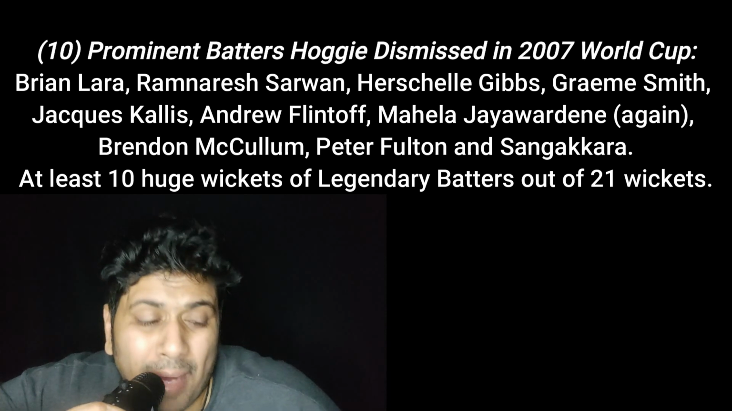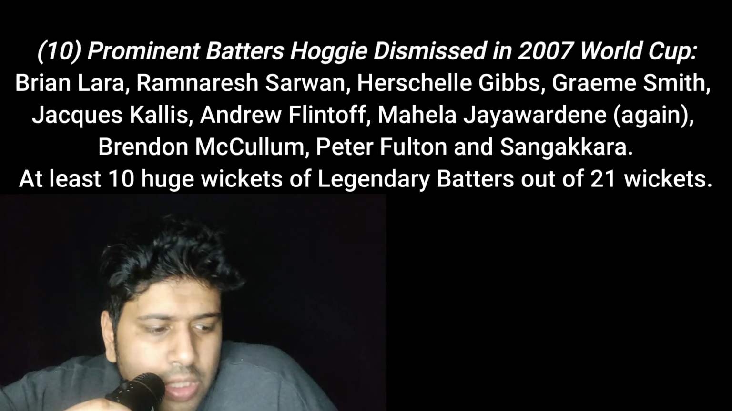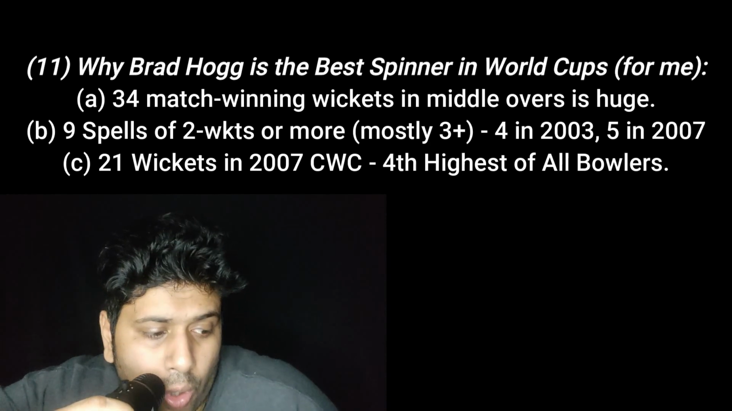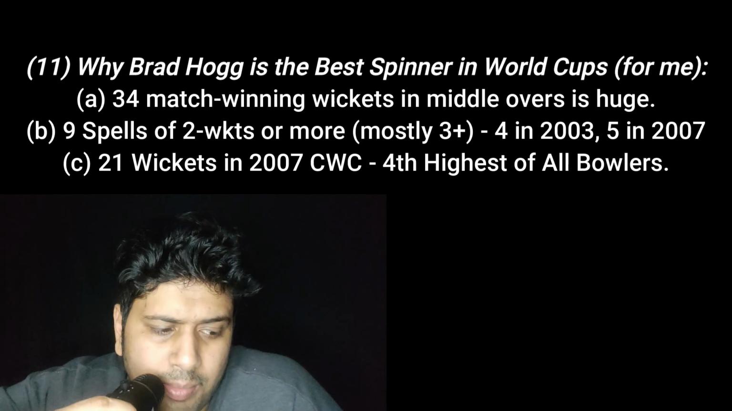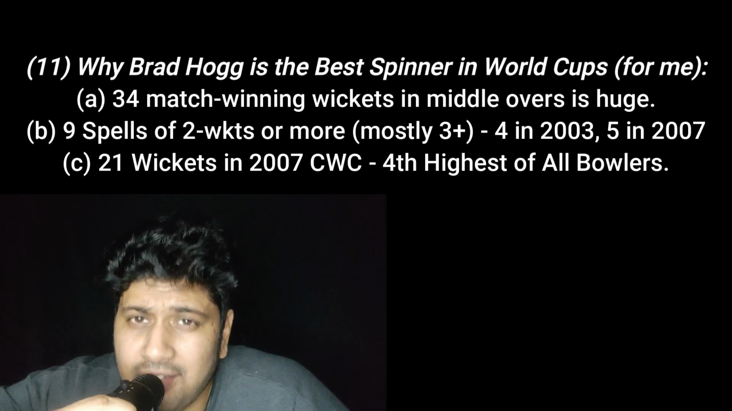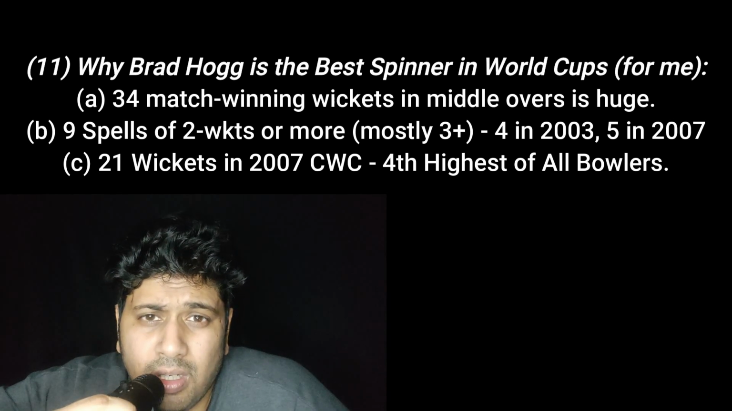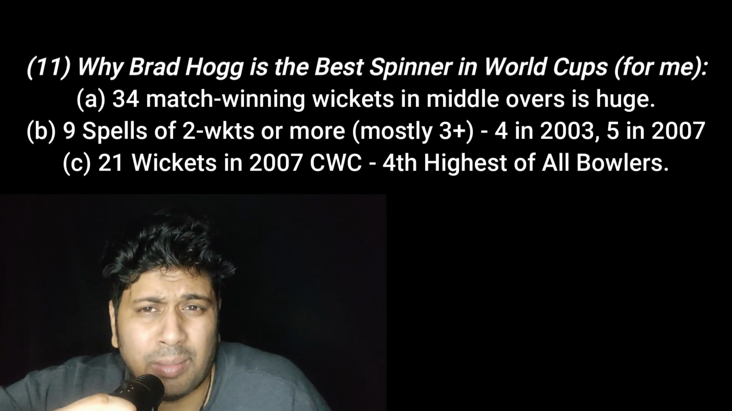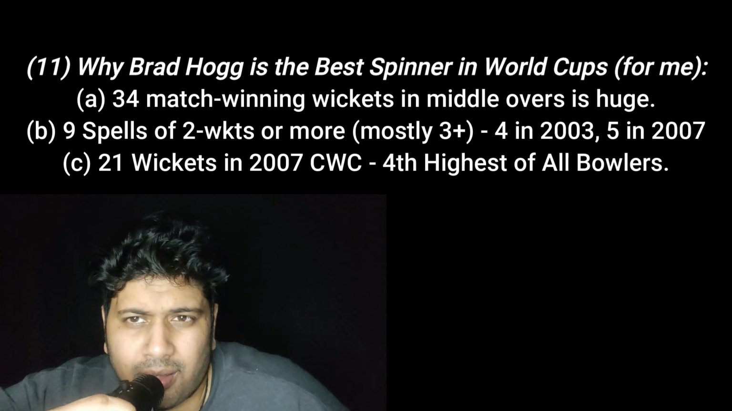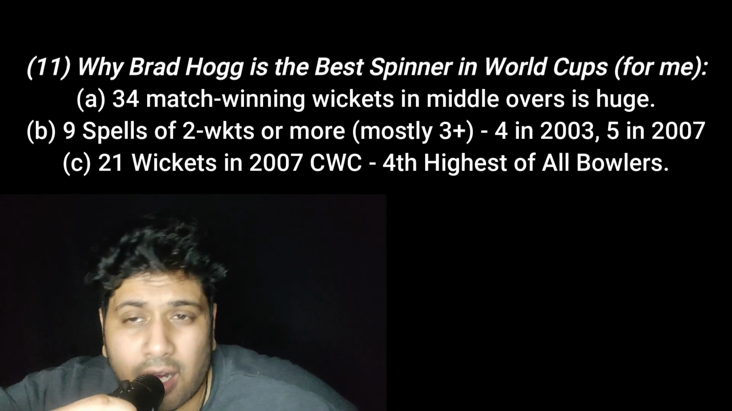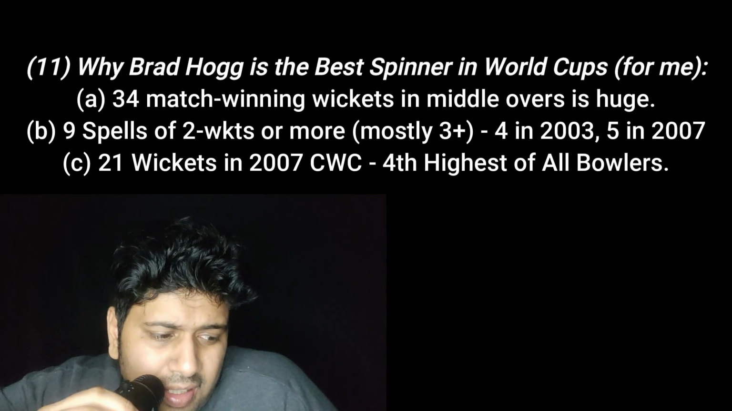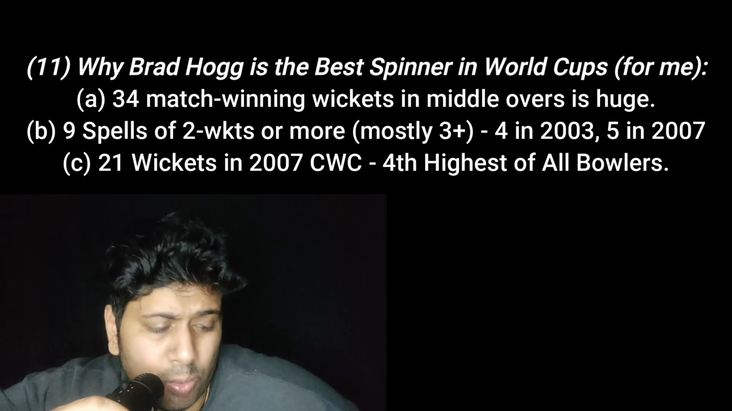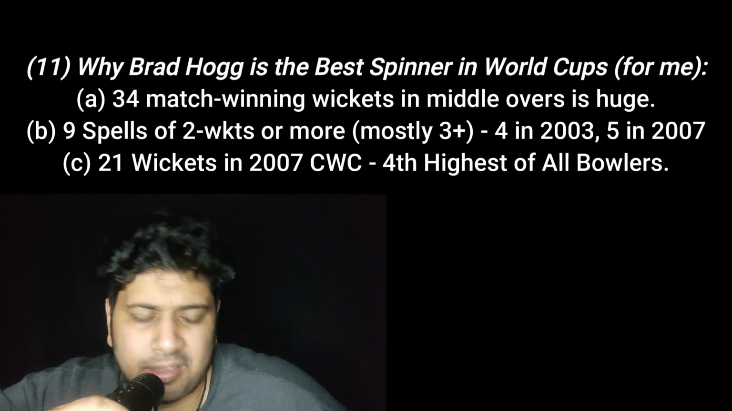Now, some of you might argue that Australia was dominant, at least in most games in the 2007 World Cup. But here is my point. Had Brad Hogg not taken those 34 wickets in the middle overs, the other teams could have won at least a few of those matches. Because without every player contributing, and someone whose contribution is so huge, so massive, the other teams might have had a chance of winning at least a match. But if you still feel he's not at least among the most impactful spinners in World Cup cricket, and for that reason in one day history, I don't know what your perspective is.